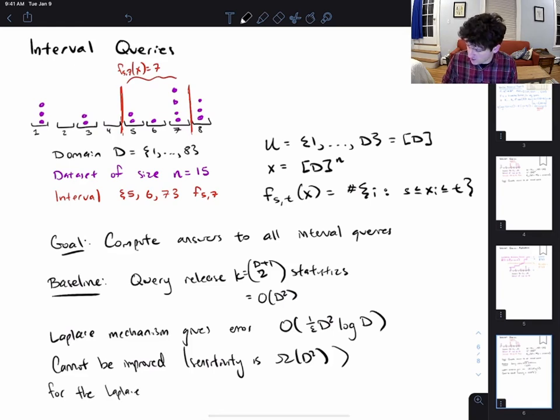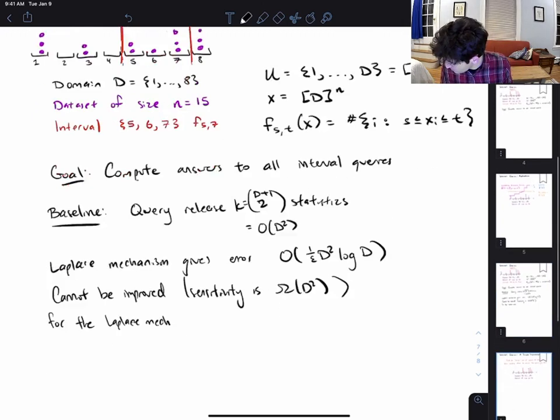Now, when I say can't be improved, what I mean is can't be improved for the Laplace mechanism. We can't just argue that the sensitivity is lower and add Laplace noise with a lower magnitude. As we'll see, you can actually get a better algorithm. I just mean that we can't just add less noise. We have to actually change the algorithm in some more meaningful way. Okay, so let's see our first interesting example of query release, where we can improve the error not by reducing the sensitivity, but by using some more of the structure of the queries.